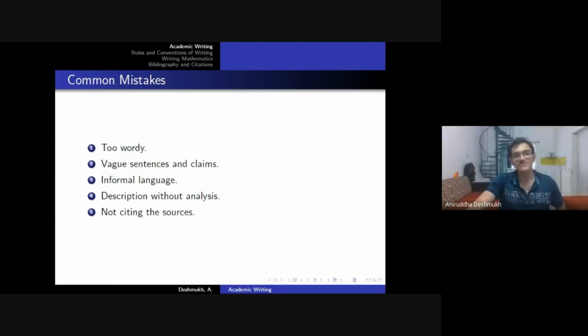The second thing which many people do is that they make vague claims. Now, I don't really have any example for this, but while writing, you ask yourself, whatever I am writing, is it vague or is it precise? If you get the answer that no, it is not precise, then you have to restate the statement.